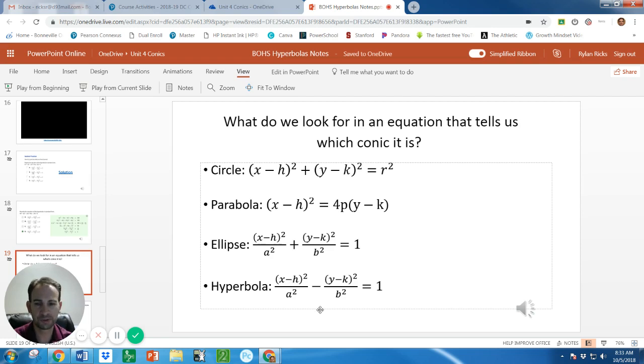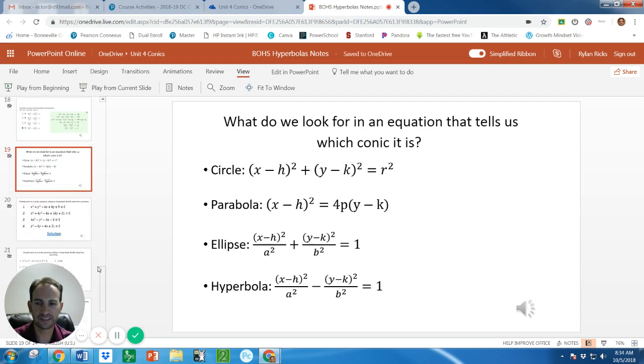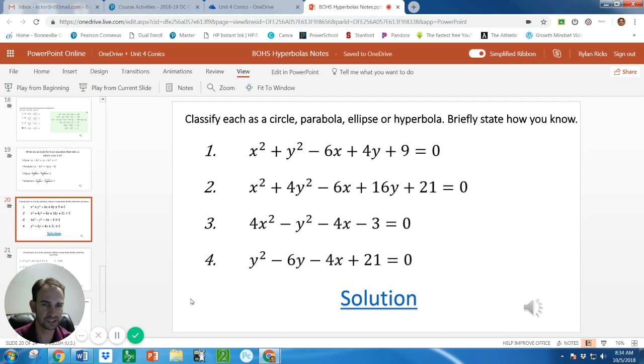And then hyperbola is pretty easy to identify. X part squared, y part squared. The key, they're subtracted from each other. Okay, so let's go try a few. And again, this is from our lesson previous, but just to kind of review it with you. So classify each of these as circle, parabola, ellipse, or hyperbola. I'd encourage you maybe even to pause this and try it on your own, and then let's talk about them.